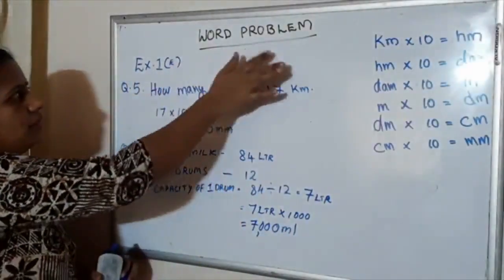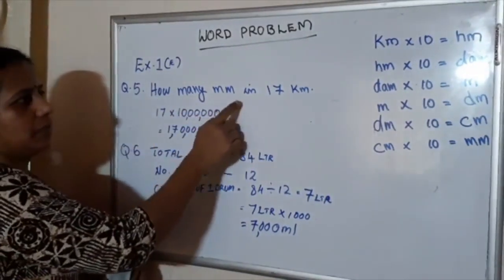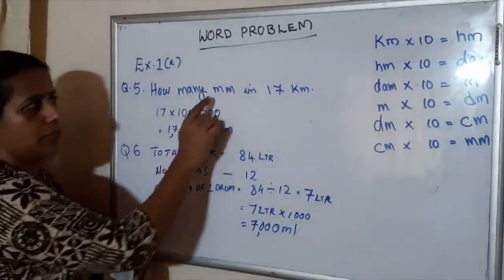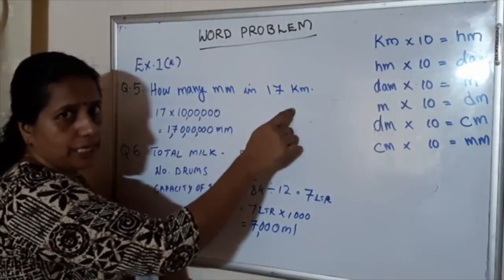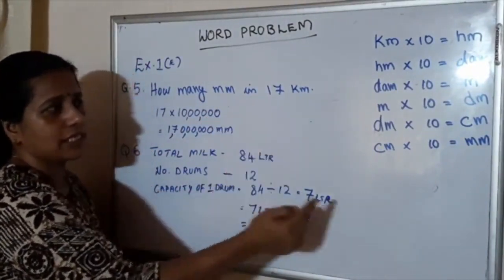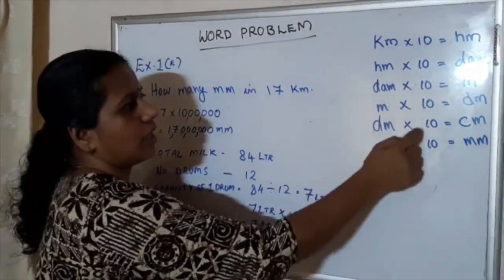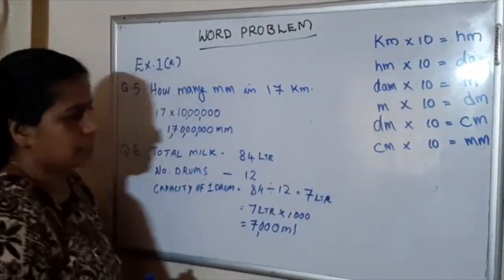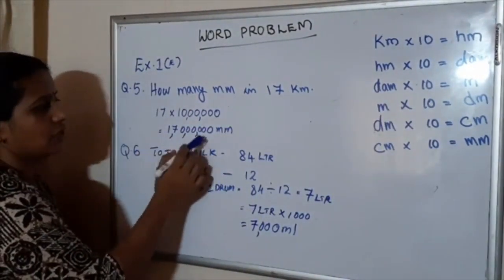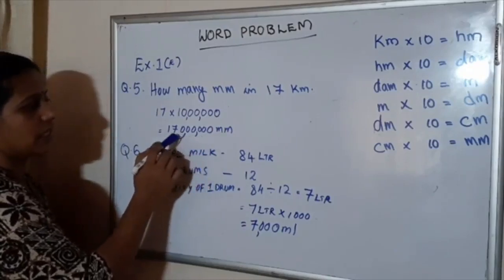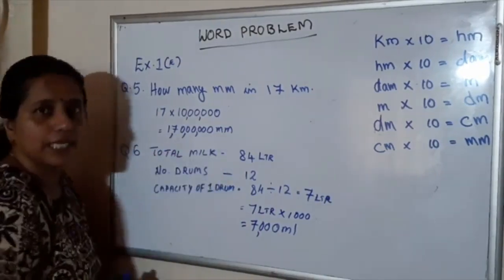Next, study the diagram well and do the exercise. That is word problem exercise 1E, question number 5. How many mm in 17 kilometer? Millimeter is small and kilometer is big. Small to big means multiply. By how many tens do we need? Look at here. 17 kilometer now. 1, 2, 3, 4, 5, 6. 6 tens. So 17 into 6 tens. That is equal to 1 tens, 100, 1000, 10,000, lakh, 10 lakh, crore. 1 crore 70 lakh millimeter.